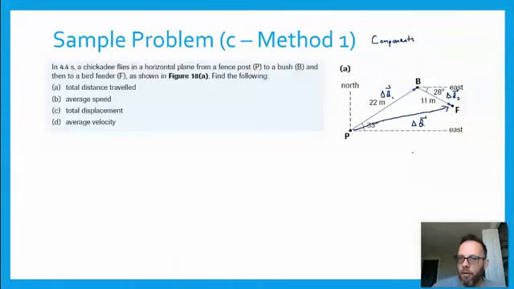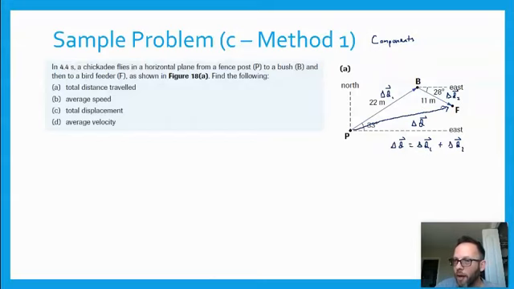And we understand that this total displacement is going to be the initial displacement from post to bush, plus the second displacement from bush to fence. Now, some people might label these as delta D subscript PB, to illustrate that it's from post to bush, and then the second one is delta D subscript BF. Do whatever you feel comfortable doing. So the first method is we're going to use components.